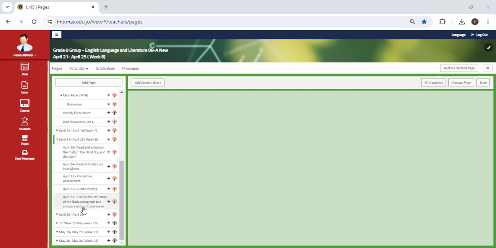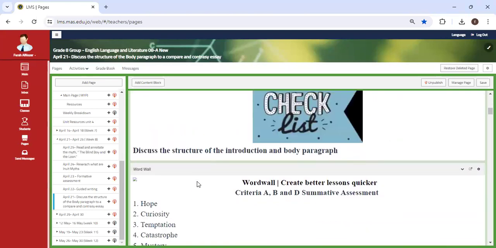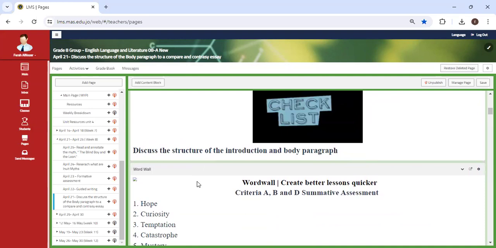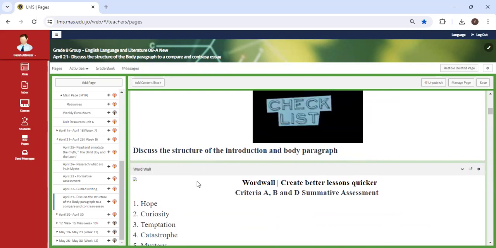So we're going to start off with the unit by discussing the structure of the body paragraph. After writing the formative assessment for the introduction, we're going to discuss what should be mentioned in your body paragraph and what structure we are going to abide to. Obviously, we're going to abide to PEEL, but our PEEL will be doubled.